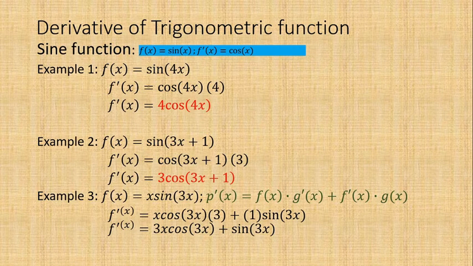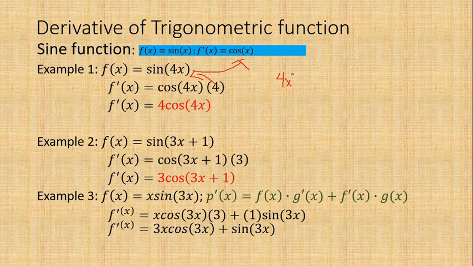So, paano yun? Example number 1, f of x is equal to sine times 4x, or sine 4x. So, f prime of x is equal to cosine 4x times 4. What happened here? Using this rule, let's just change sine to cosine, then copy 4x, then derive 4x. Okay? Using the previous rule, 4x, you derive it.